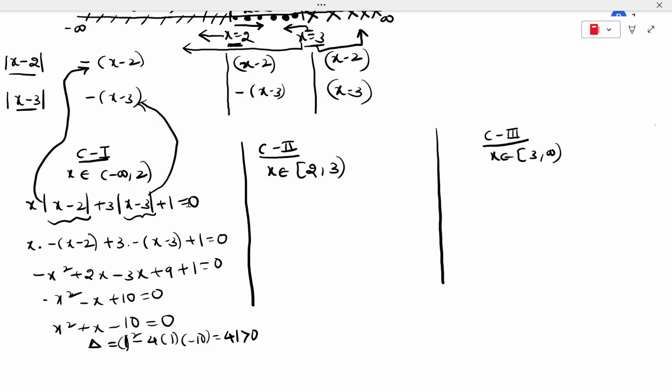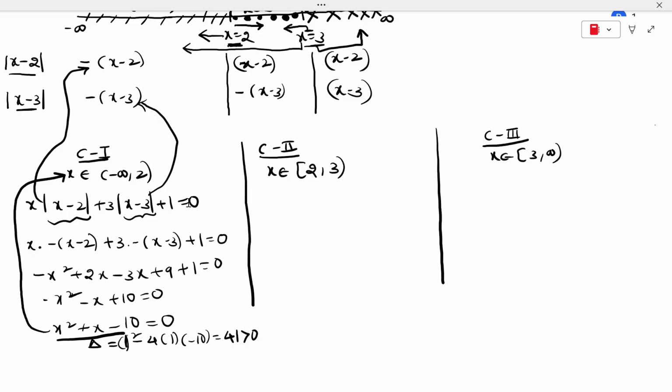Everybody should understand that this is where we can go wrong. That is, once we found out discriminant equal to 41, that is greater than 0. Sir, in the region 1, I am getting 2 real roots, sir. That is where we go wrong, guys. Yes, we are getting 2 real roots for this equation, but are these roots satisfying my region 1? What is my region 1? Whatever the root or whatever the x value I got, it should be between minus infinity to 2. Then only that is a valid root.